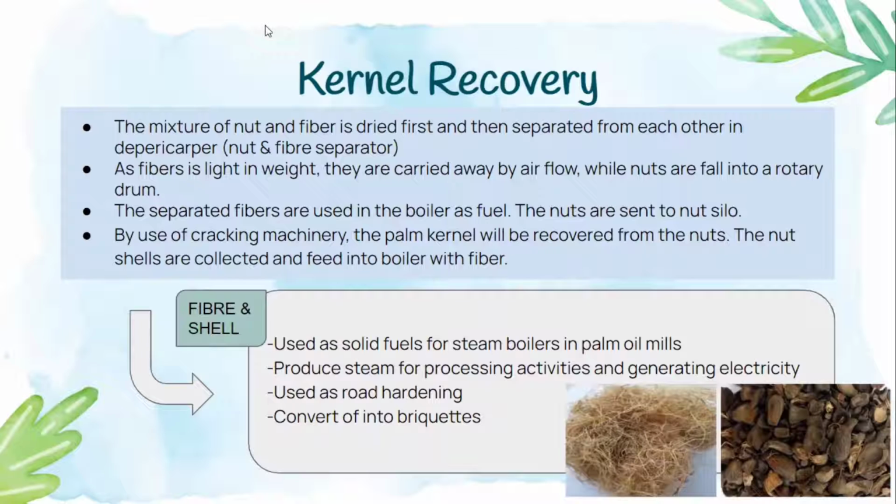Fiber and shell can be used as a solid fuel for the steam boiler in the palm oil mill. It produces steam for processing activity and generating electricity. It is used as road hardening, and it can also be converted into liquid.